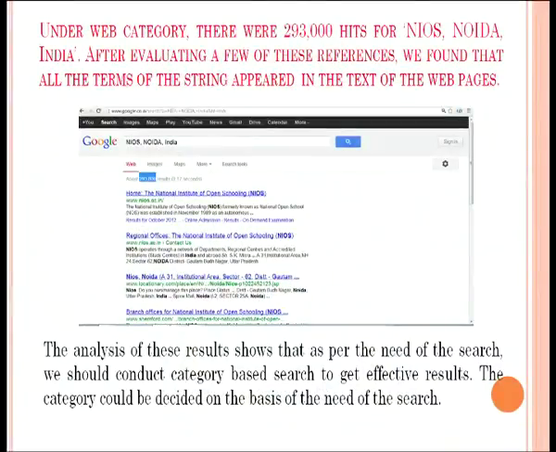The analysis of these results shows that as per the need of the search, we should conduct a category based search. To get effective results, the category should be decided on the basis of the need of the search. If you need to search for a map, you can search for a map. If you need to search for images, you can search for images only, or if you want some information about the institution, you can search particularly for that.